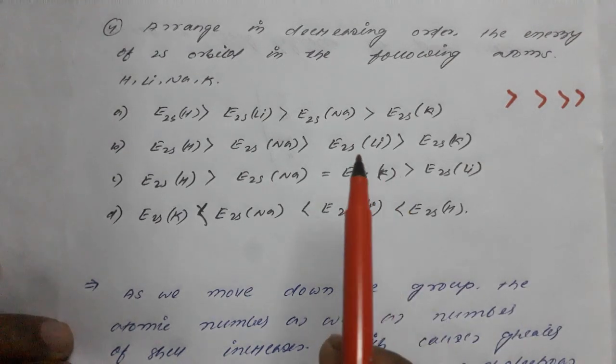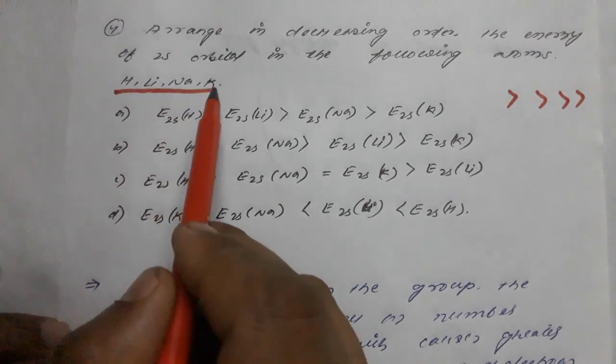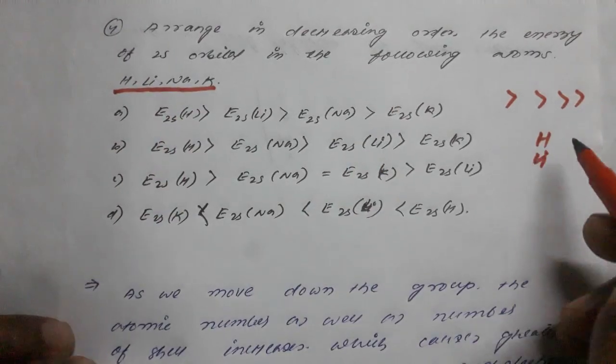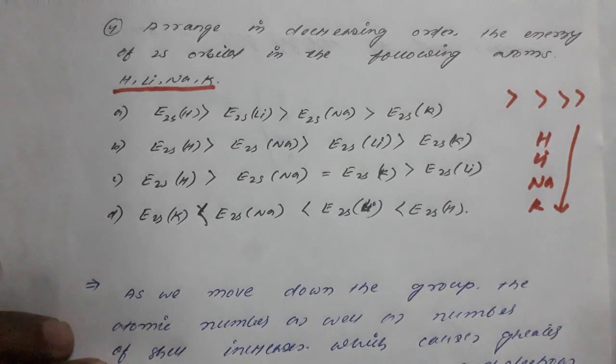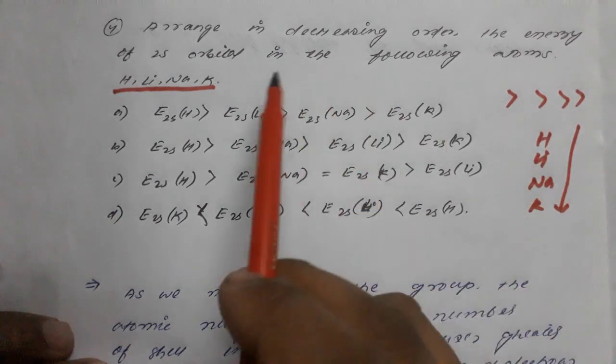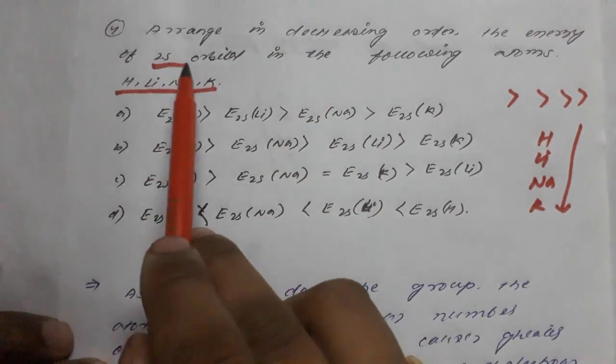So we are talking about these atoms: hydrogen, lithium, sodium and potassium. What we know is that hydrogen, lithium, sodium and potassium belong to the same group, group number 1. Now we have to arrange them in decreasing order of the energy of the 2s orbital.